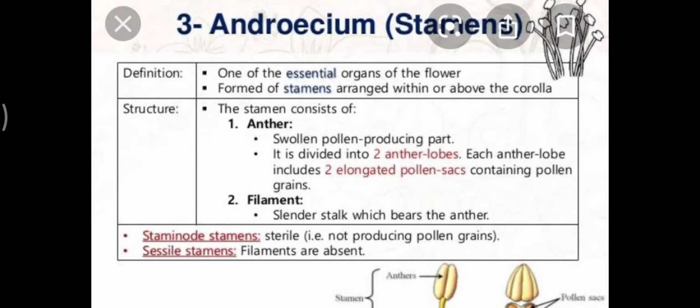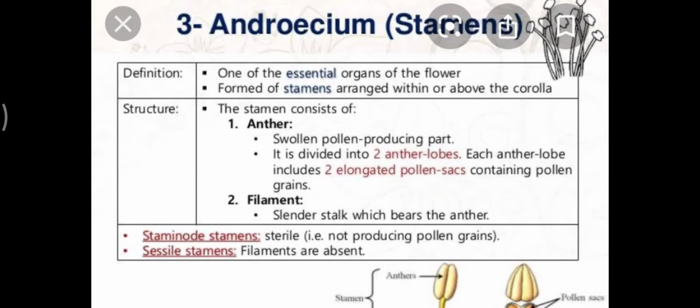Good morning. We are going to continue with the morphology of flower, and today we are going to discuss the male reproductive part of a flower, that is androecium or stamen. Right? Now you have already learned about stamen in your 10th standard also.